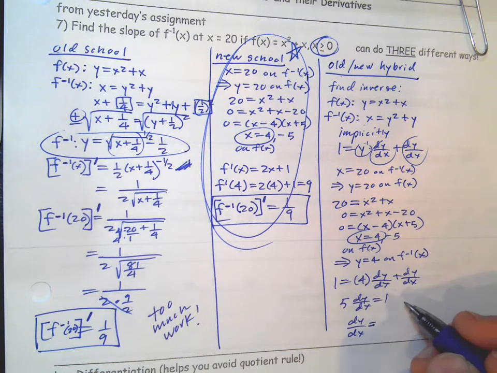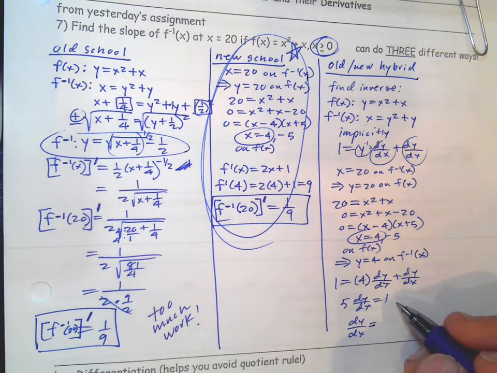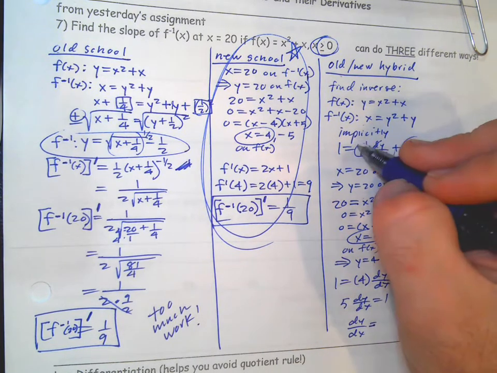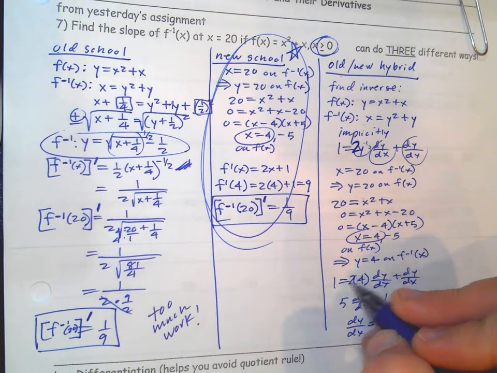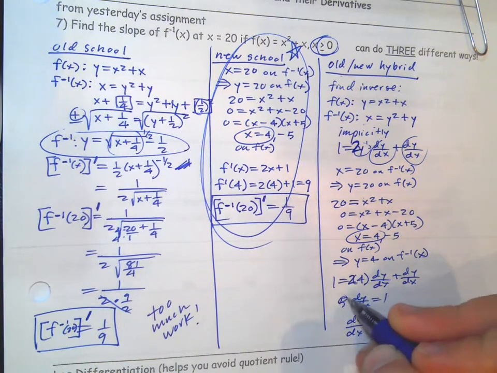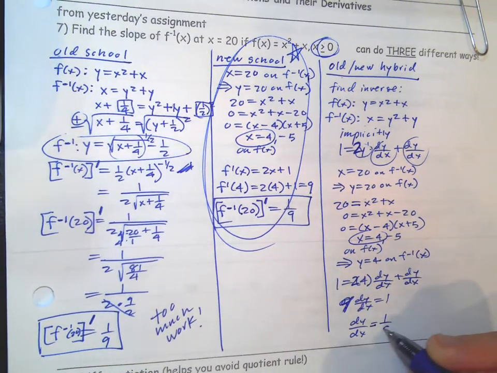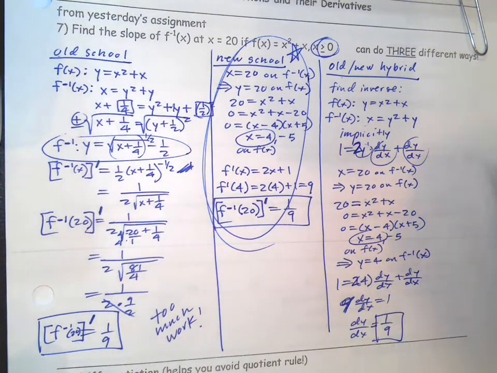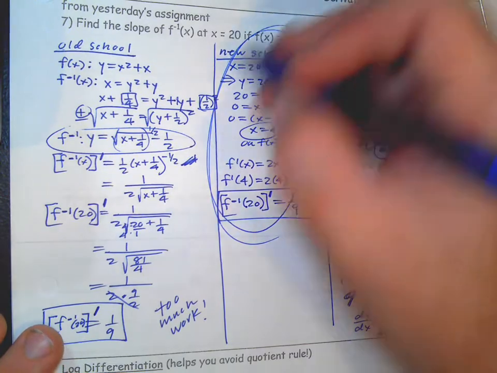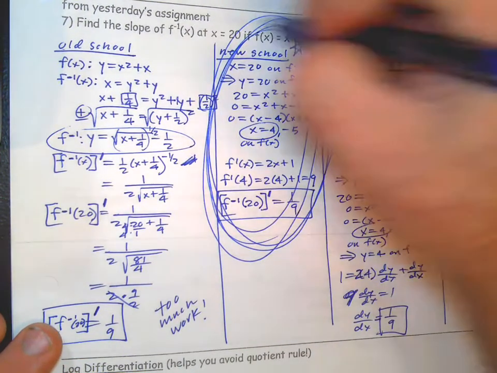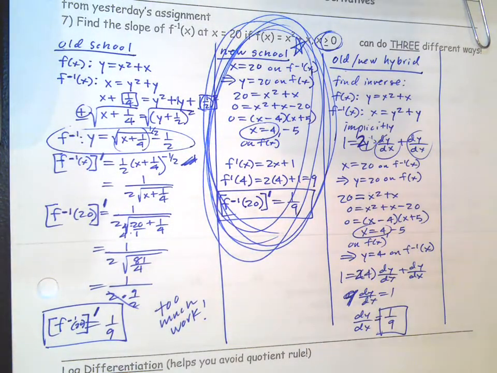I made a mistake somewhere. What did I do? Oh, there should be a 2 here. Should be a 2 there. 2 there. 8, 9y. 1/9. Same answer. Kind of an old and new, but this is your best option. Okay.